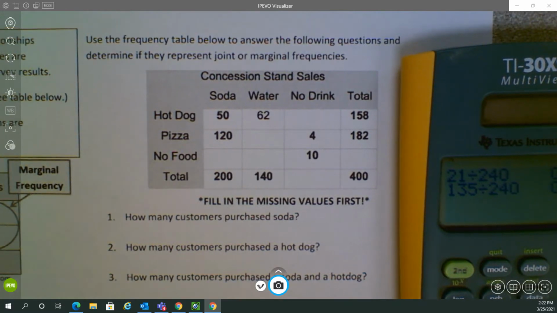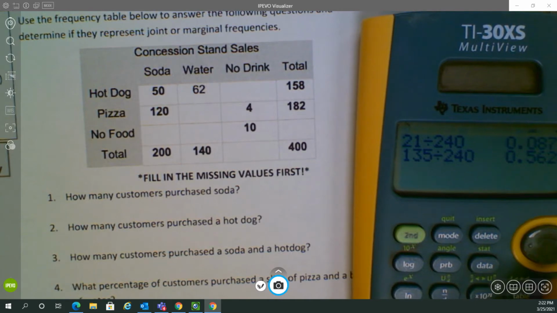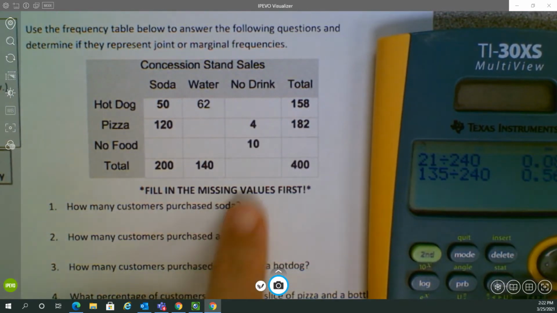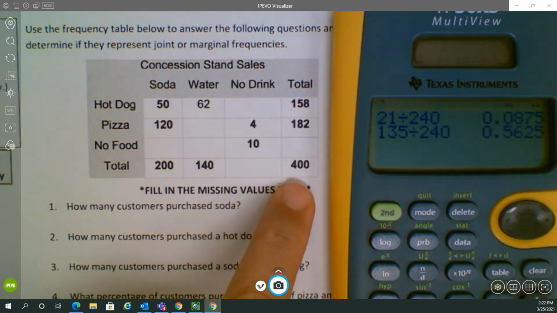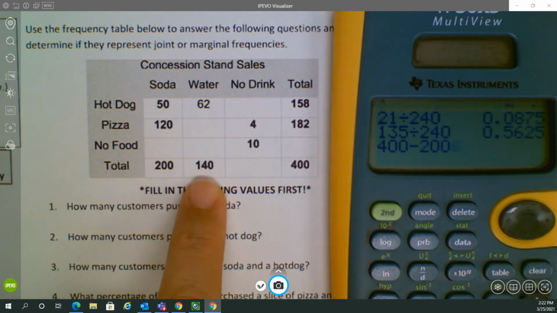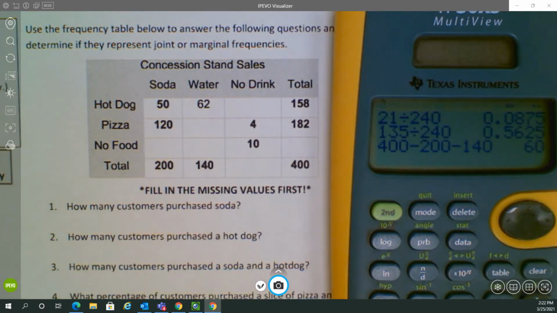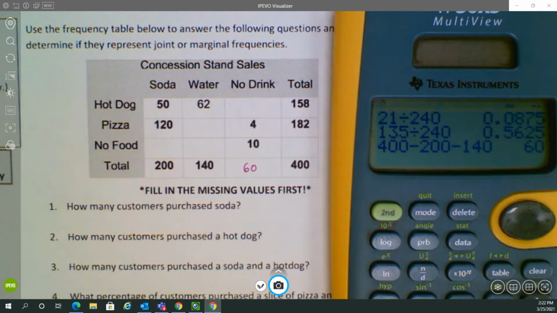So I have 400 people that are being surveyed, and I am missing this value. I think the best way to find this value is to take the 400, subtract the 200 that are there and the 140 that are there, and I will find that I have 60 people here that order no drink.